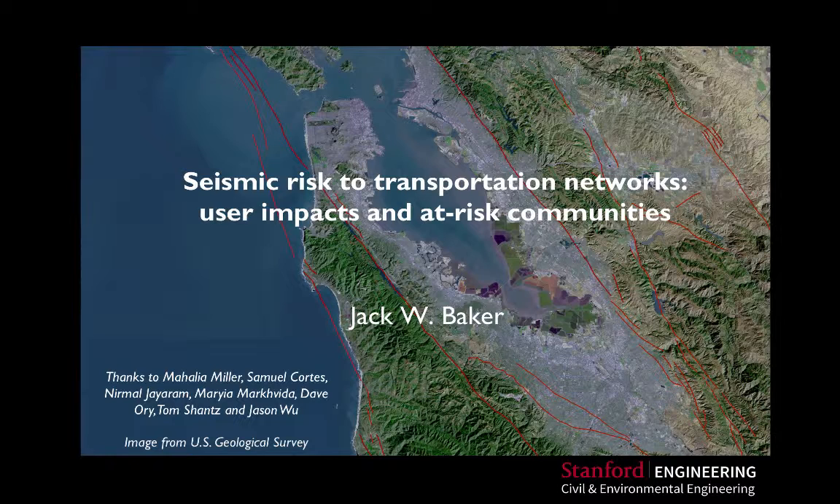I'll mention at the outset that this work borrows primarily from Mahalia Miller's PhD thesis, but also relies on work from a number of other group members here at Stanford, Samuel Cortez, Nirmal Jairam, Maria Markvita, and Jason Wu, and also benefited greatly from the collaboration of Dave Ory and Tom Shantz.